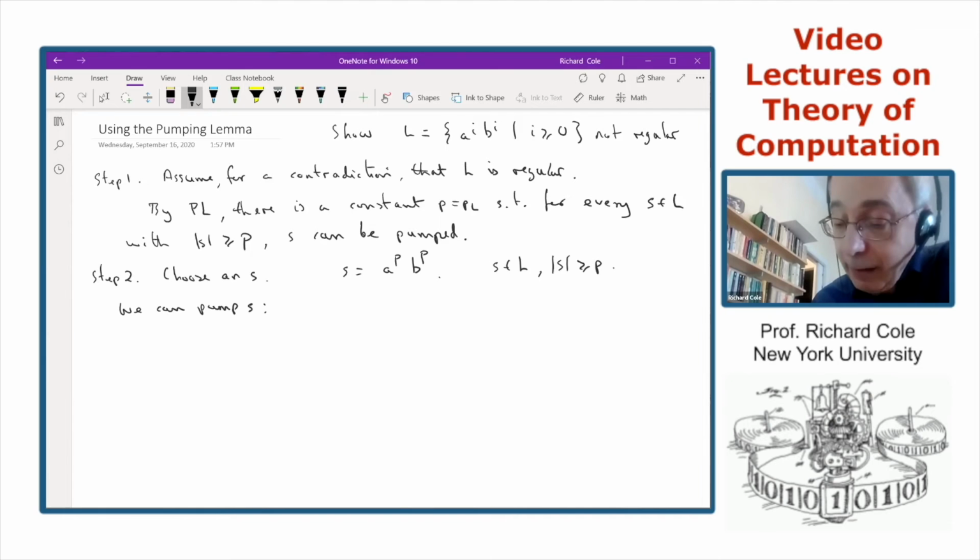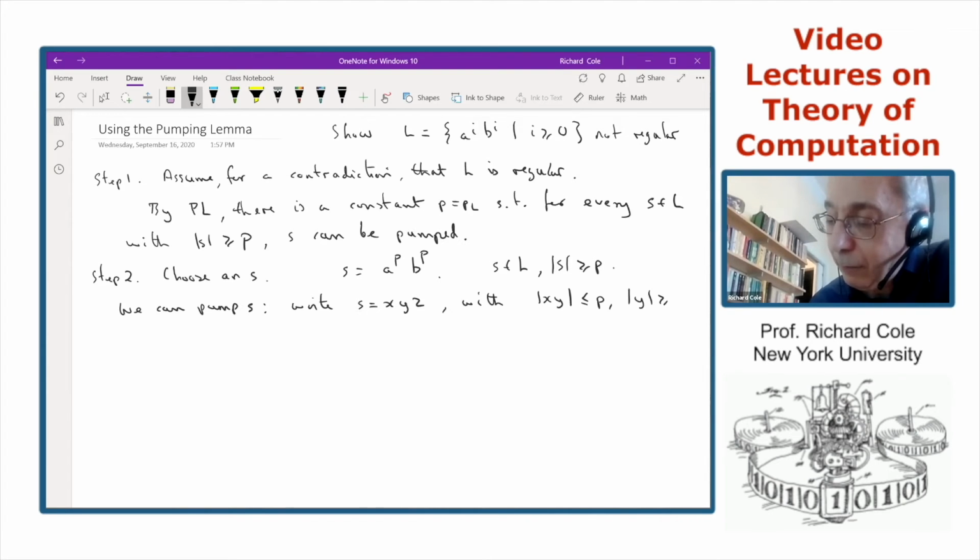That means that we can write S as X, the concatenation of X, Y, and Z, with XY having length less than P, Y having length greater than or equal to 1, and for all i greater than or equal to 0, X followed by i repetitions of Y followed by Z is in the language L.